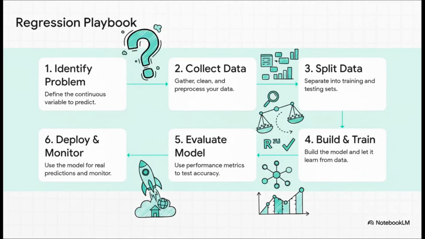And this shows you how it's done in the real world. See, it's not magic. It's a clear, repeatable playbook. You start by identifying the problem, you collect and clean your data, then, a really key step, you split that data. You use most of it to train the model, but you keep a little chunk aside to test it later on something it's never seen. After you build and train it, you evaluate it with that R-squared score, and only then, if it's good enough, do you actually deploy it to make real predictions.